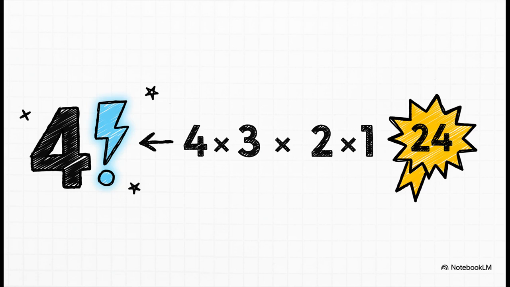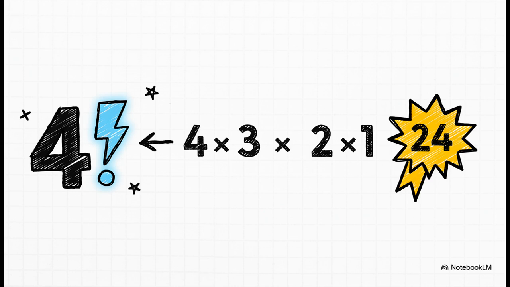Now, to make our lives easier, mathematicians gave us a super cool tool. It's called the factorial, and it's just this little exclamation mark. It's a shortcut. It simply means you multiply a number by every whole number smaller than it, all the way down to 1. So 4 factorial is just 4 times 3 times 2 times 1, which is 24.